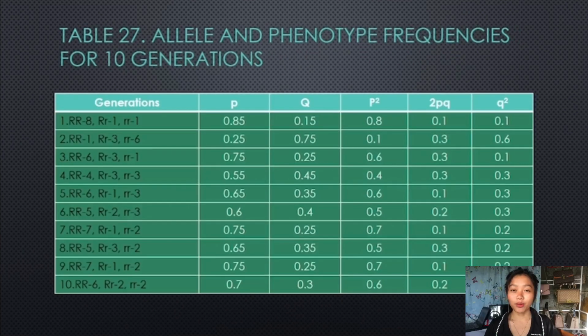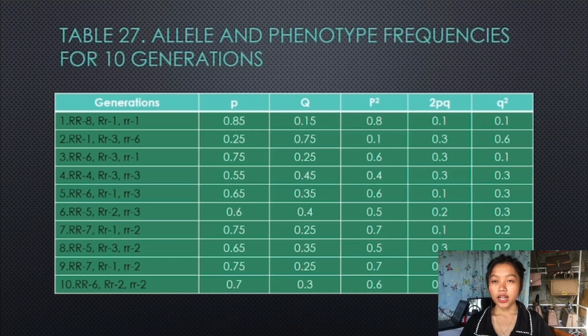In this table, table number 27, our big RR is the red, the small rr is the blue, and the big R, small r is the yellow. Big RR is our P squared, the small rr is our Q squared, and the big R, small r is our 2PQ. For example, in generation 1, we get a total tally of 118. We got 8 red, 1 yellow, and 1 blue, with a total of 10 population.